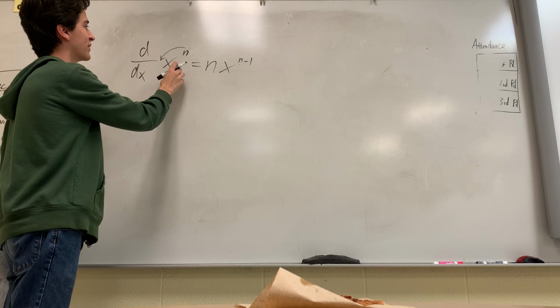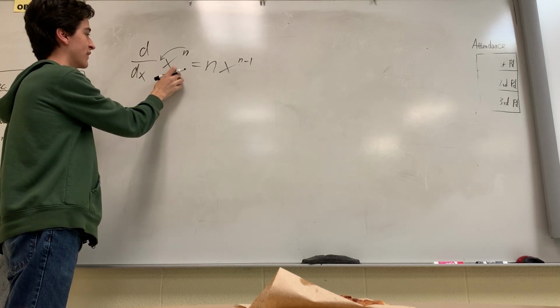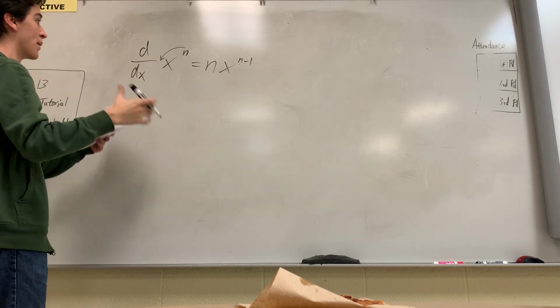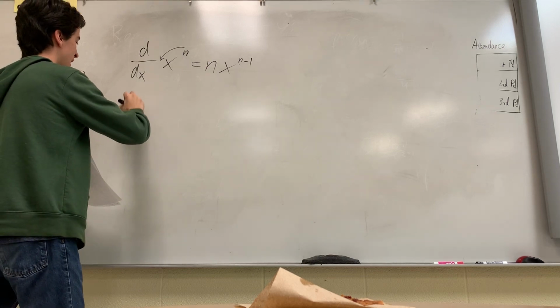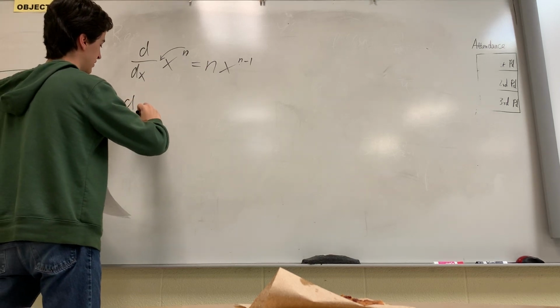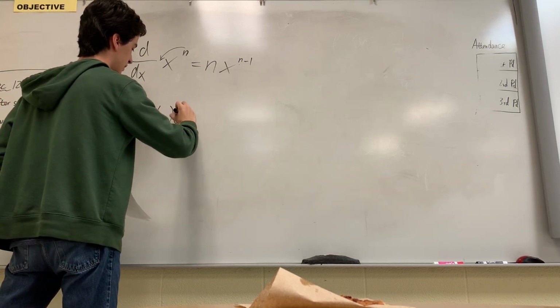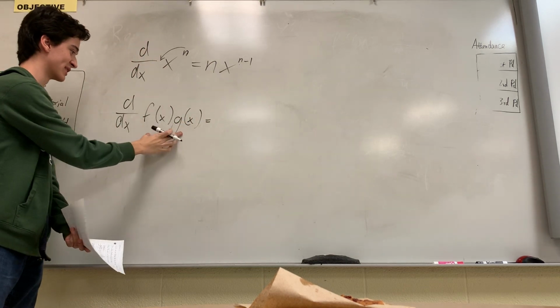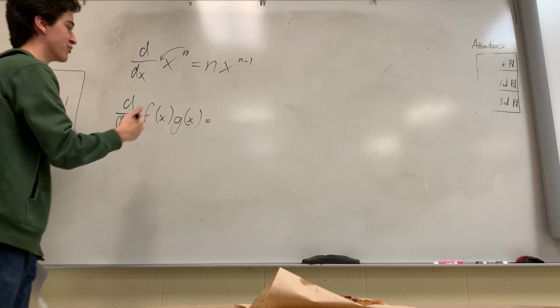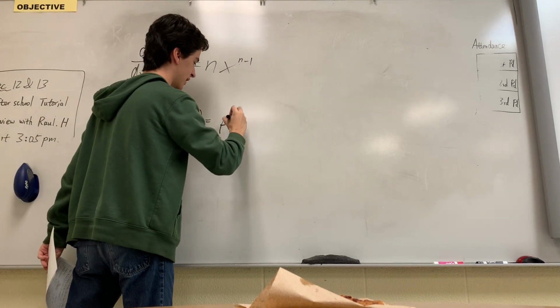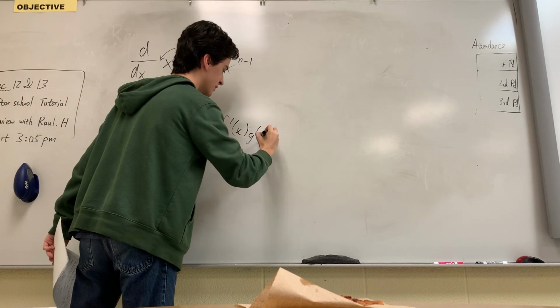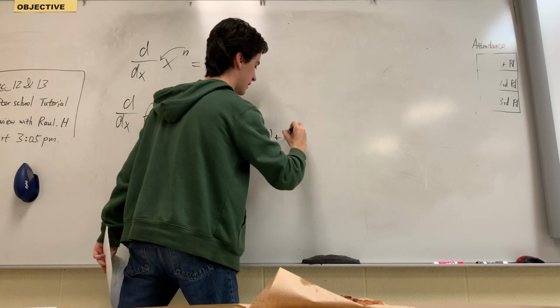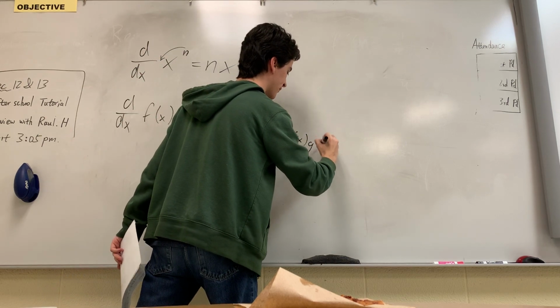Well, this only really applies when you just have one function, right? But what happens if you have some combination of two functions? Say you had a function being multiplied by another function, so we have f of x and then g of x. Well, you guys already know what this is going to be. This is going to be the product rule, right? And if you remember the product rule, that's f prime of x times g of x plus f of x times g prime of x.